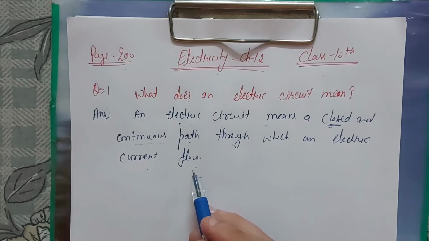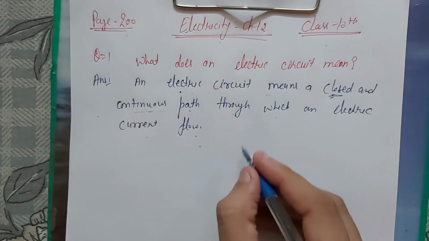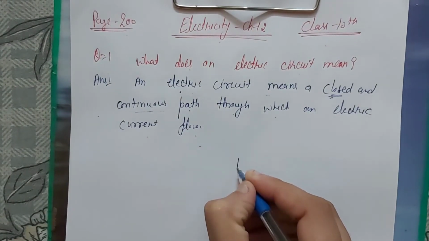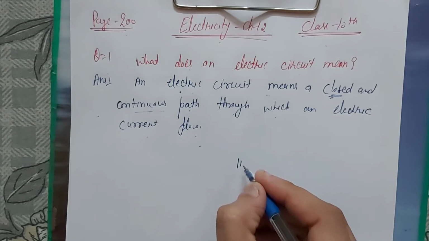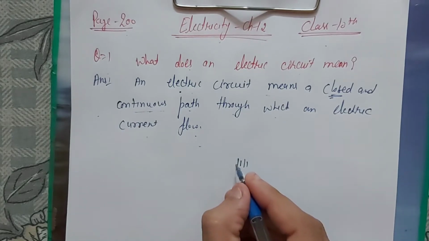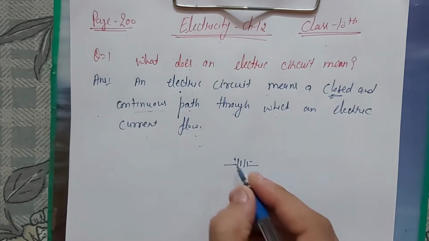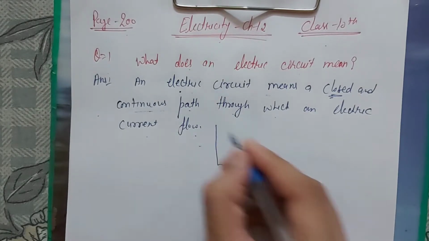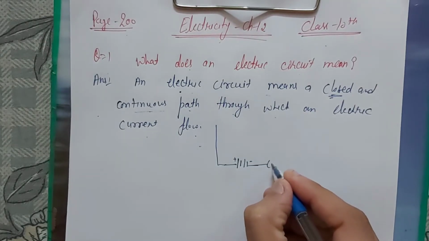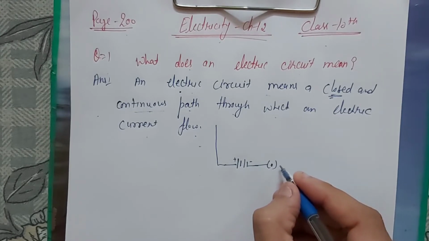For example, if we want to draw the circuit diagram, how can we draw it? Suppose, dear students, this is your cell or battery. We need a cell or battery to create a potential difference. This is the positive terminal, which is bigger, and the smaller one is the negative terminal. Suppose this is the path, and this is a key, which is used to switch the circuit on and off.